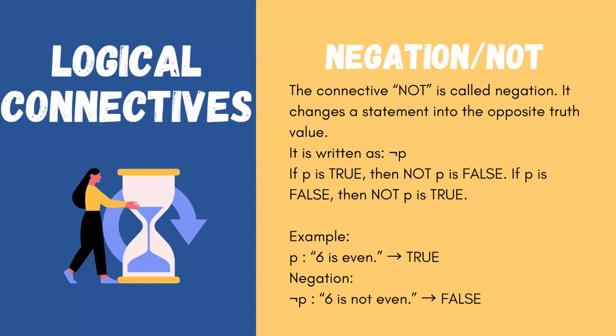And the last one is "not" or negation. The connective "not" is called negation. It changes a statement into the opposite truth value. It is written as shown on the screen. If P is true, then not P is false. If P is false, then not P is true. For example, P: 6 is even. This is a true statement. The negation of P: 6 is not even. That is a false statement.